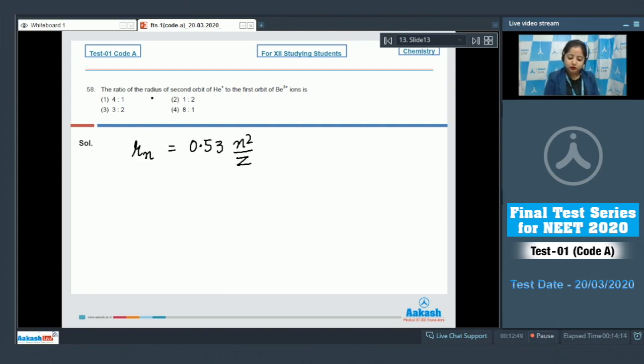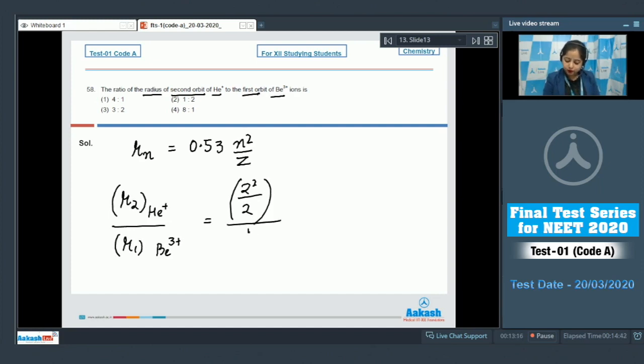So in this question we are given the radius of the second orbit of helium ion and the first orbit of Be3+ ion. So radius of second orbit of helium ion upon radius of first orbit of Be3+ ion is equal to 2 square upon 2 over 1 square upon 4, which is equal to 8 upon 1. That means the correct ratio is 8:1, or the correct option is option number 4.